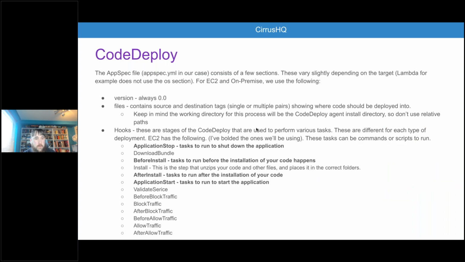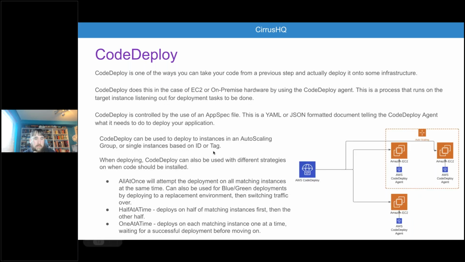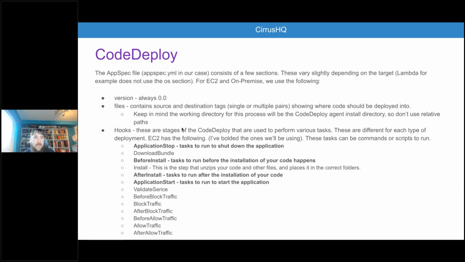So the app spec file, I'll show an example of this, but the structure of the file is a version number, the files that you want to copy, and you have a pair there of source and destination. So in our case, we're going to be copying all the files over to a specific directory. But you need to make sure you don't use relative paths for that, because it's all from the CodeDeploy folder that's going to be doing this.